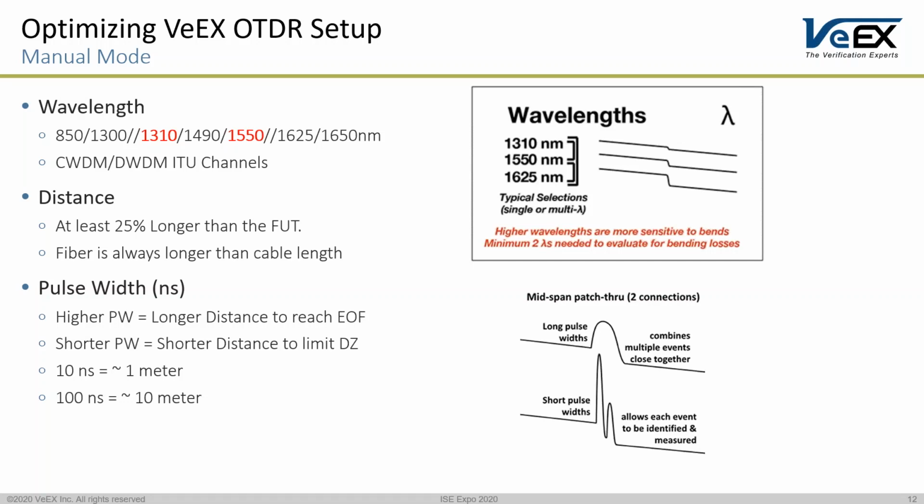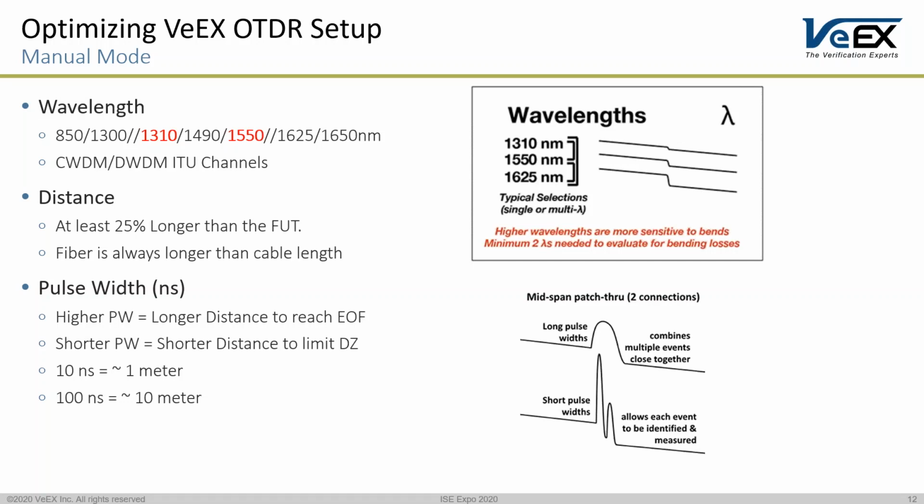So when selecting wavelengths, you should always shoot a trace at multiple wavelengths and compare them, because the higher wavelengths are more sensitive to macro bending, and that's how you will define your macro bending. In the picture on the right, you'll notice that 1550 sees a greater loss than 1310, and 1625 sees a greater loss than 1550.